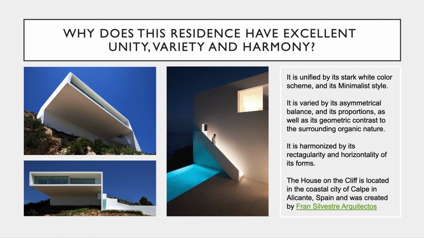Why does this residence have excellent unity, variety, and harmony? It's unified by its stark white color scheme and its minimalist style. It's varied by its asymmetrical balance and its proportions, as well as its geometric contrast to the surrounding organic nature. It's harmonized by the rectangularity and horizontality of its forms. By the way, if you haven't figured this out, architects like to make up words, and I'm all for it. If there isn't a word that meets what you need it to, make it up. Just make sure you tell people what it means.